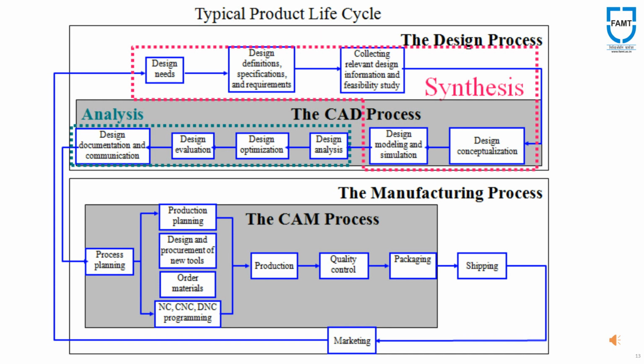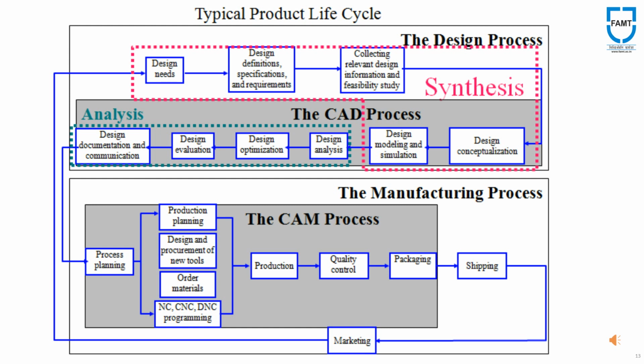So if you look at a typical product life cycle, it starts with design needs and design definitions, as we discussed earlier. Then the design team collects relevant design information, a feasibility study is carried out, then the design concept is created, then modeling and simulation is carried out, it is analyzed, optimization is done, and finally the design is evaluated and documented and communicated to the concerned persons, especially to the manufacturing people.